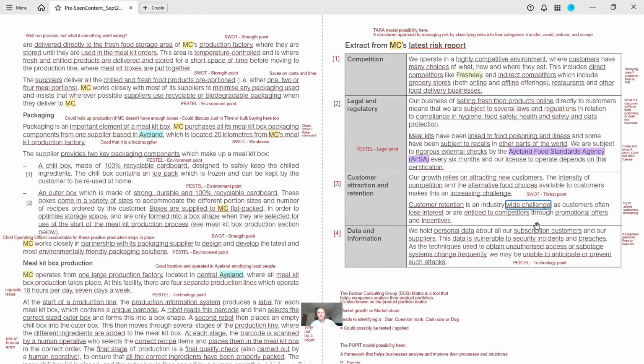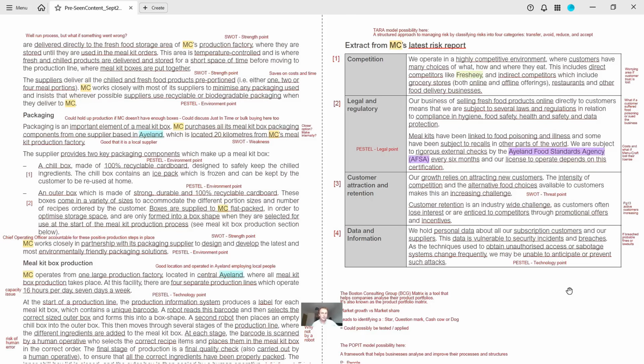Coming up to now on the right hand side, we're now going to look at the extracts from MenuCraft's latest risk report. And the model you definitely have to be aware of in case risks are highlighted in your examination in a requirement is the TARA model. So this is all about having a structured approach to managing risk, classifying them into 4 areas.